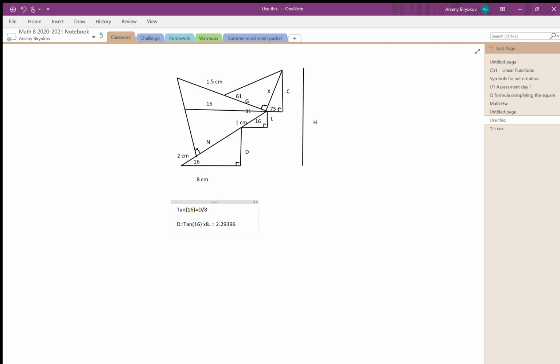Now that we have found d, we may begin finding n plus 2, the hypotenuse of the first triangle. To find this, we must use cosine, because cosine is adjacent divided by hypotenuse. Thus, we create the equation cosine of 16 is equal to 8 divided by, in parentheses, n plus 2. To solve for the hypotenuse, we must change this equation to n plus 2 is equal to 8 divided by cosine of 16.